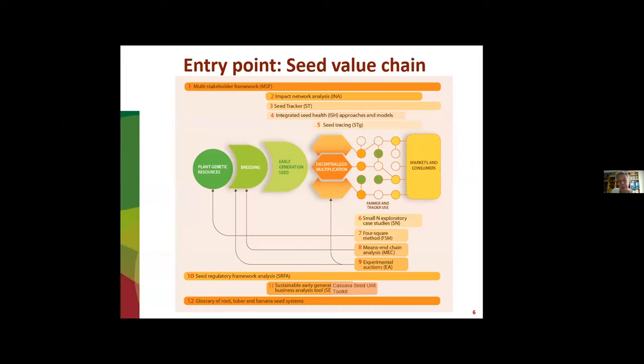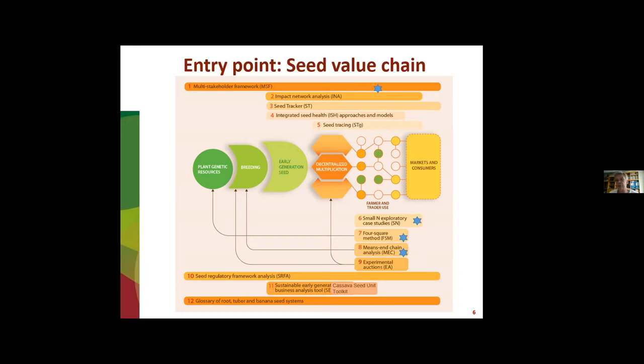Here you see a schematic presentation of the seed system, and you've seen it before, and some of you know it as the seed value chain. This animation that comes in now with the blue stars shows the tools that you got presented on day one. There was number one, the multi-stakeholder framework, and you see that the bar is spanning the whole seed value chain. So it looks at the entire seed value chain.